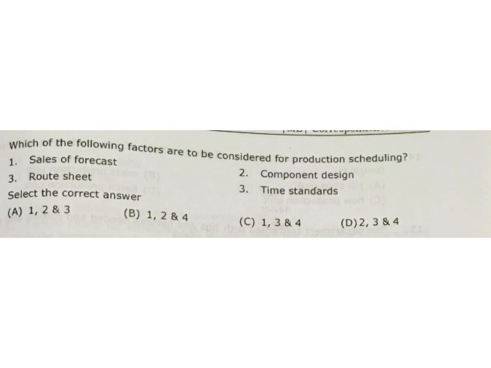Question is, which of the following factors are to be considered for production scheduling? 1. Sales forecasting. 2. Component design. 3. Route sheet. 4. Time standards. Or MPS, Master Production Schedule. Route sheet, time standard, 2, 3. This should be 4. D is the answer.